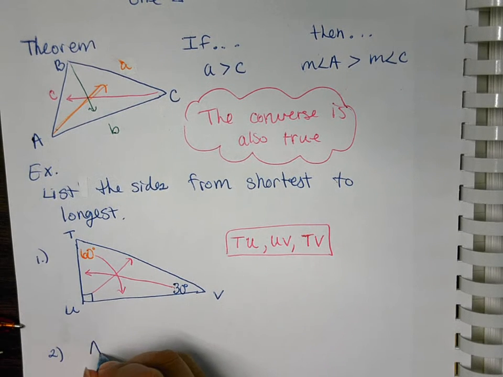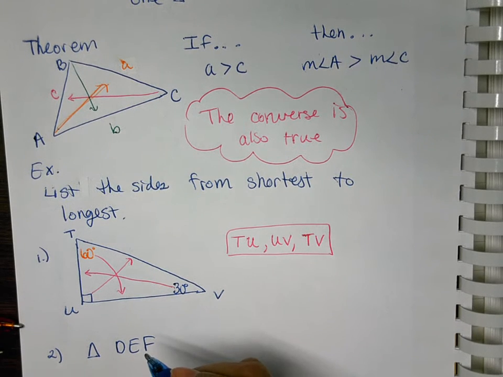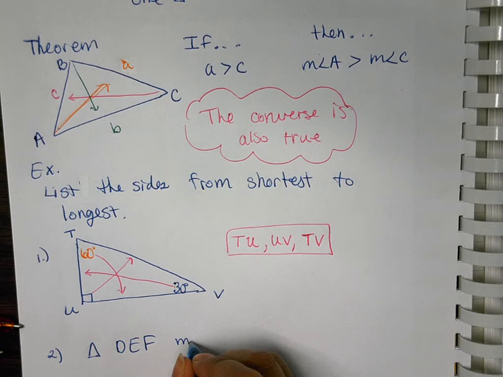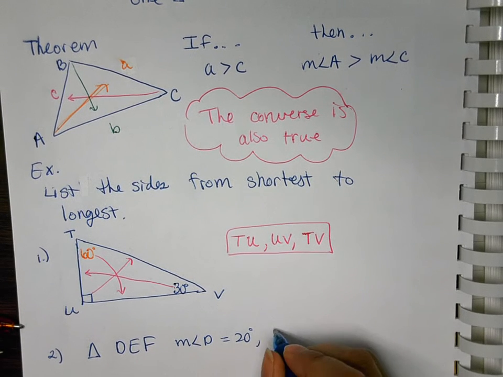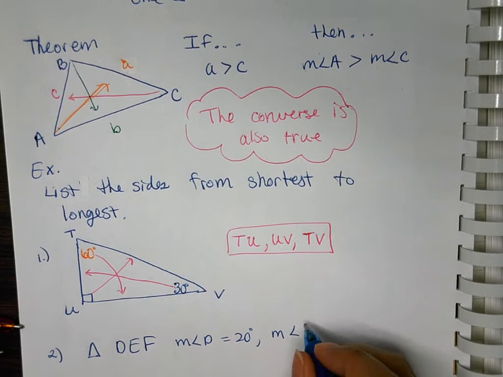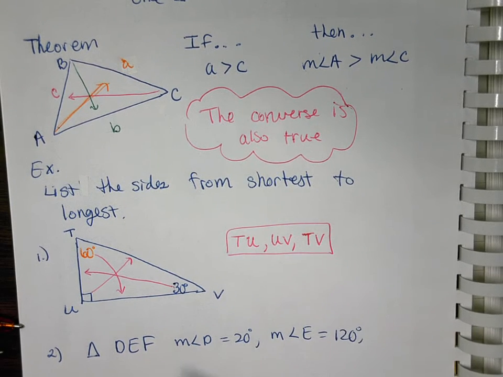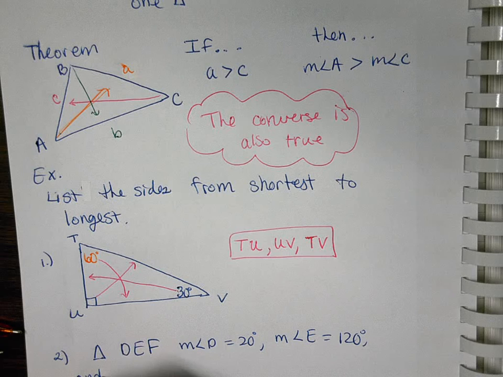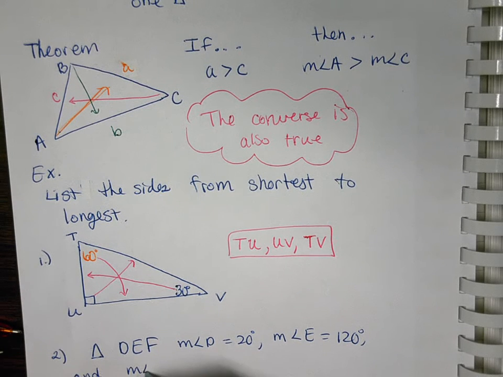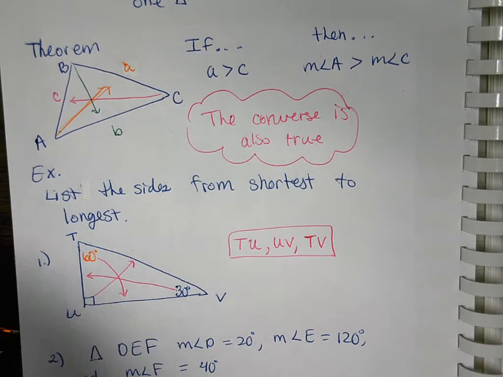Triangle DEF. The measure of angle D equals 20 degrees. The measure of angle E equals 120 degrees. And the measure of angle F equals 40 degrees.